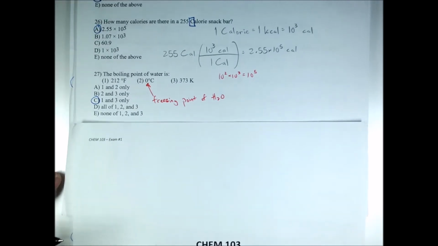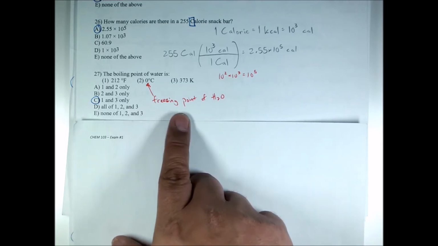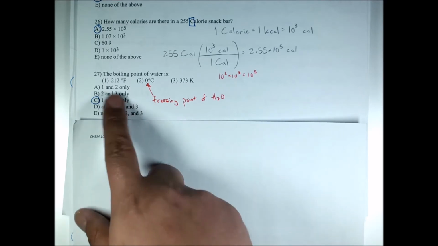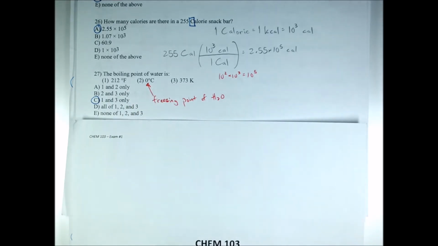All right, this next one here is just a matter of memorization of these different freezing and boiling points, and it works out where choice 2 there was actually the freezing point of water, where 1 and 3 are correct for the boiling point.